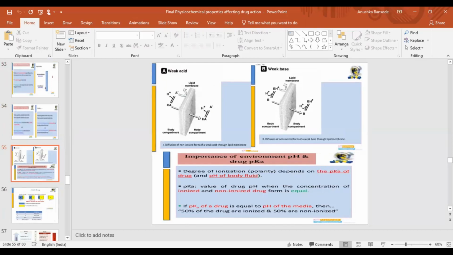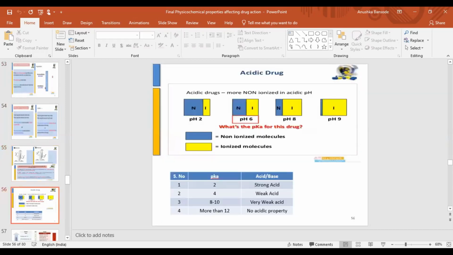Importance of pH and drug pKa. The degree of ionization depends on the pKa of the drug. pKa is the pH value at which the concentrations of ionized and non-ionized forms are equal. If the pKa of a drug is equal to the pH of the media, then 50% of the drug is ionized and 50% is non-ionized. So based on the nature of the drug, the concentration and the pH, it tells us what will be the ionized molecule and what will be the non-ionized molecule.